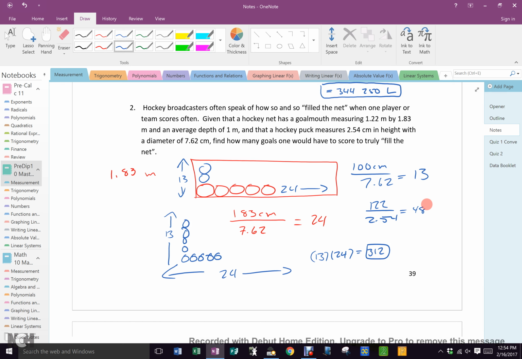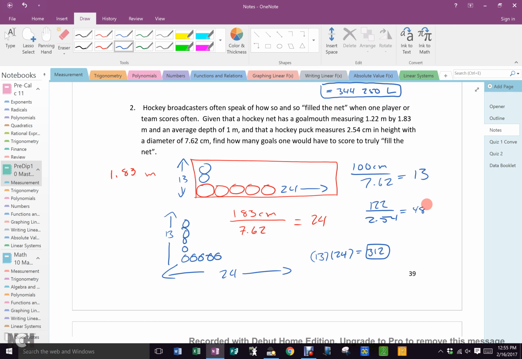You got 312. Why did you divide 312 then? 312 is how many pucks are on the ground, right? Now I got to see how many pucks I can stack upwards. So I got to take 122 centimeters, the height of the net, right? And divide it into 2 centimeter chunks to see how many stacks I can build, right? And when I do that math, I find that I can put 48 pucks up, yes? Does everybody understand that? Okay.